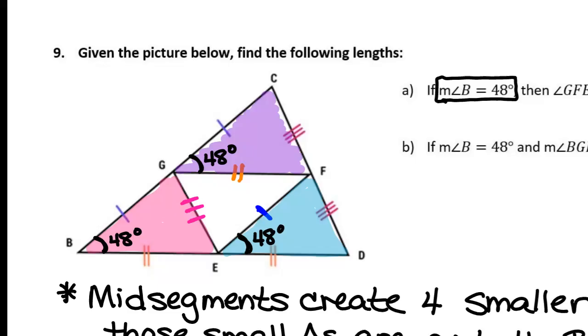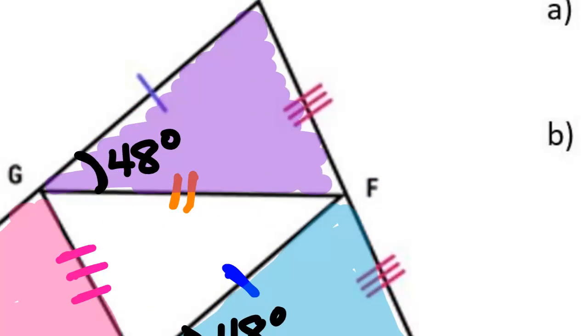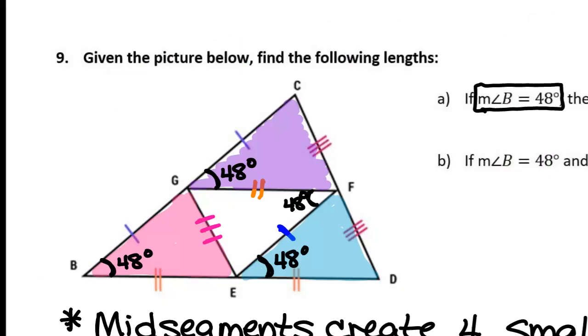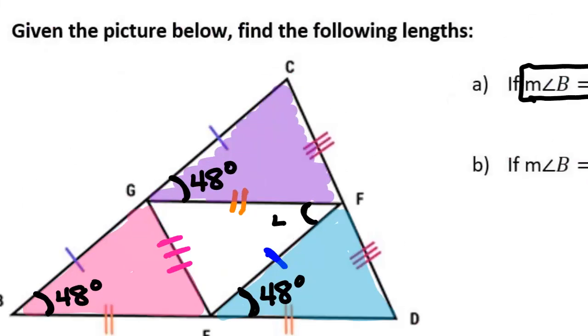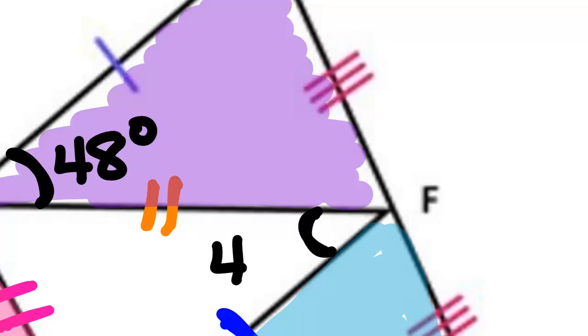Yep, GFE, this angle right here. Notice it's where the 2 and 1 congruence mark sides come together. Remember, it's that purple triangle rotated upside down, rotated 180 degrees. So this guy here is 48 degrees.